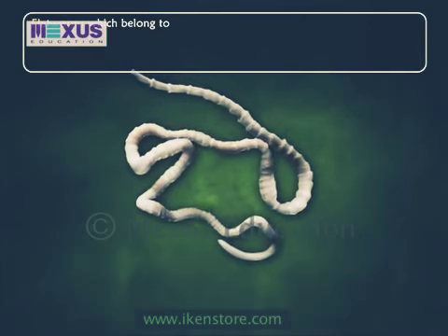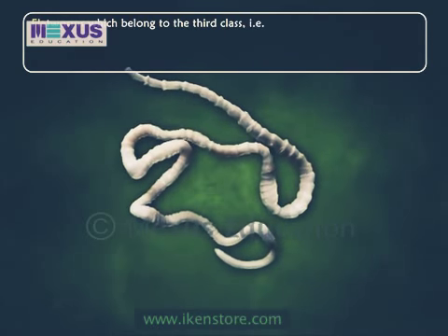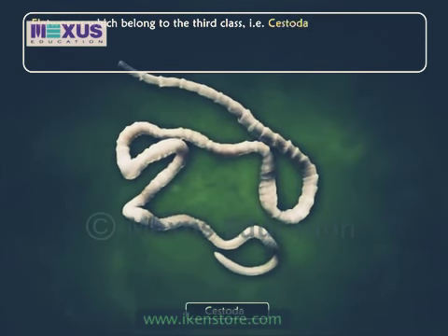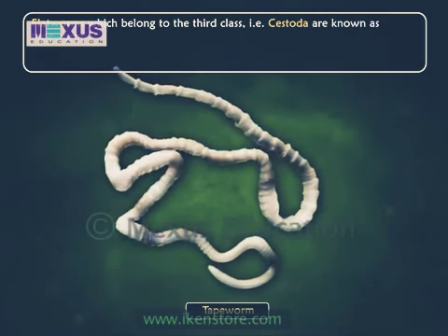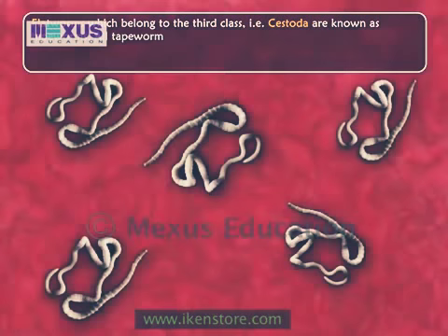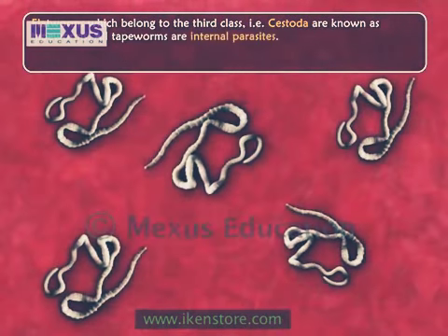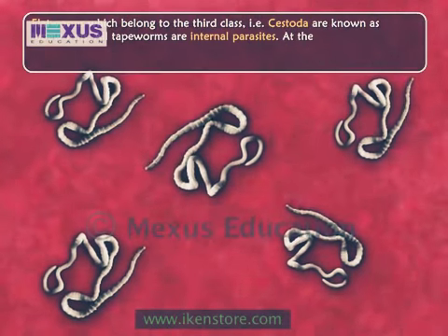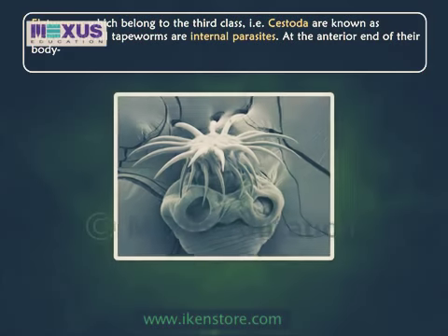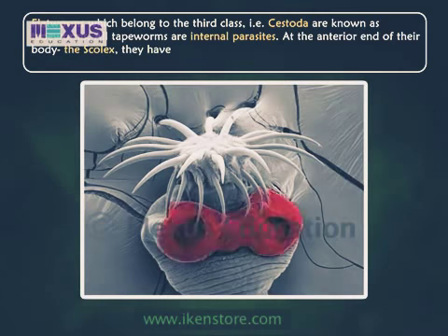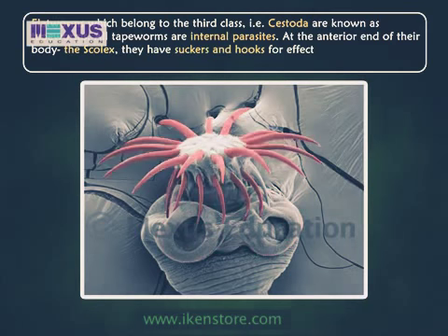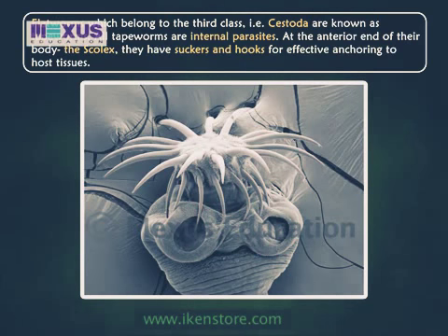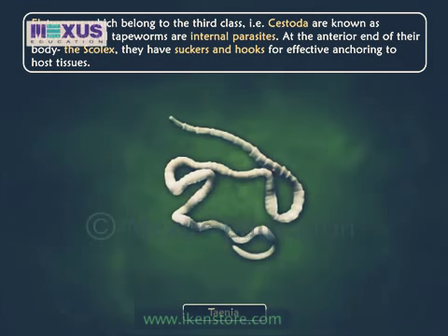Flatworms which belong to the third class, that is, Cestoda, are known as tapeworms. All tapeworms are internal parasites. At the anterior end of their body, the scolex, they have suckers and hooks for effective anchoring to host tissues. A good example of this category is Taenia.